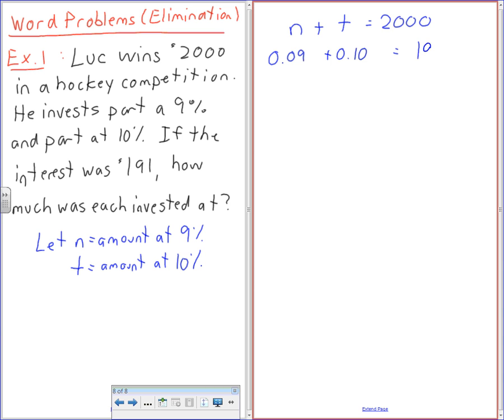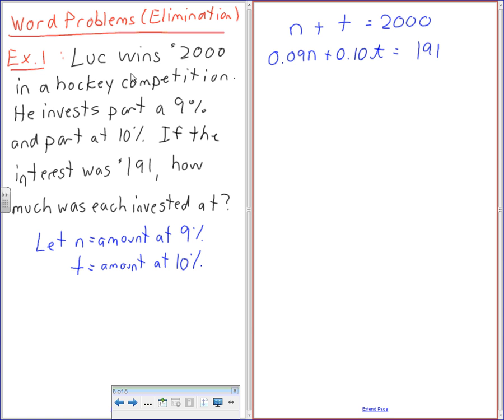Don't you have to multiply 0.1? Yes, you certainly do. So this is going to be 0.09n plus 0.1t, because you need to keep those variables in there too, not just decimals. Now the reason you don't have to multiply this like a percent, like we did before, is because there's no percent on the right hand side. Why is it 191? Because 191 is your total interest. This is the interest at 9%, plus the interest at 10%, which is going to be $191.